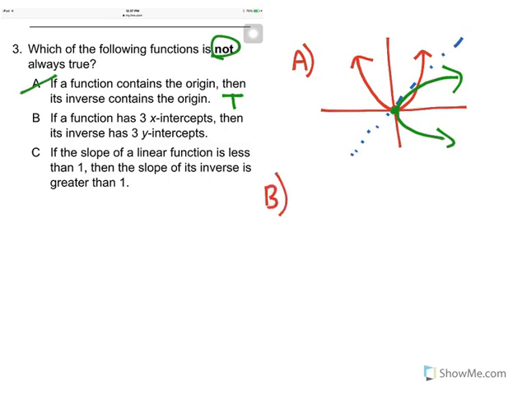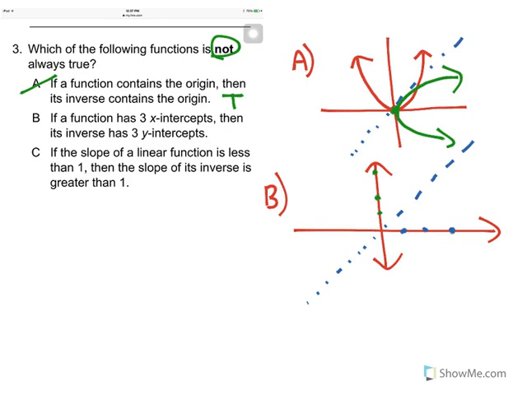Then we can take a look at B, and it says, if a function has 3 x-intercepts, then its inverse has 3 y-intercepts. So let's take a look at a function that has 3 x-intercepts. So for example, we can have 1, 2, and 3 x-intercepts here. And again, the inverse is reflected across this line y equal to x. And so the reflection will look something like this, reflected across like a mirror image.